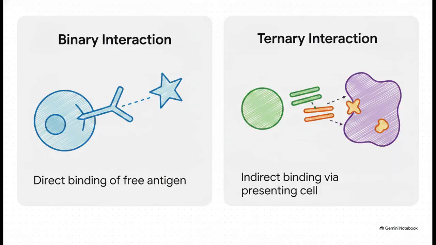The distinction between these two is pretty stark. B cells engage in a binary interaction, meaning they bind directly to free, soluble antigens, which can be proteins, polysaccharides, or lipids, without any need for an MHC molecule. Furthermore, they recognize accessible, hydrophilic, mobile peptides.